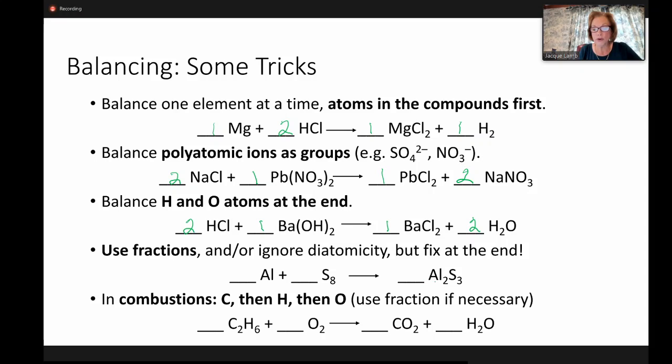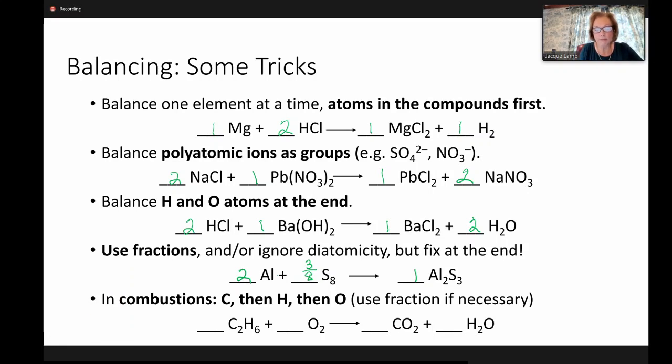So if you notice, I have 2 aluminums in my product, so I'm going to have to put 2 aluminums on the reactant side. I then have 3 sulfur atoms in my product, so I need 3/8 of these sulfur molecules in order to form that product. And that would leave a 1 over here. But I need to clear the fraction. That is not finished that way.